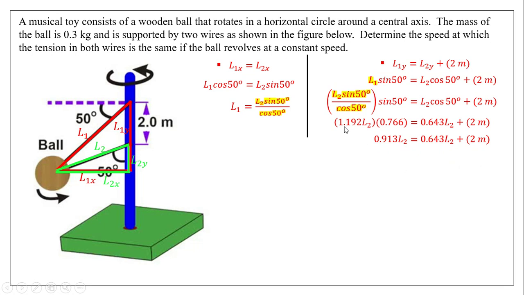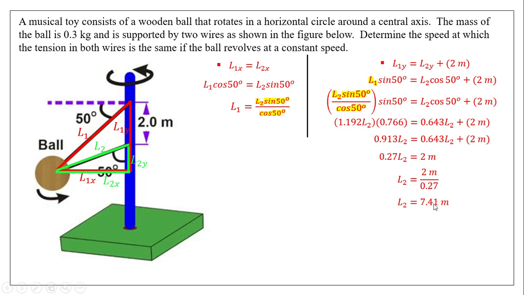So I'm just going to multiply 1.192 times 0.766. I'll get 0.913 L2. L2 gets carried down because you're multiplying. And on the right side, nothing has changed. Here I'm just going to combine like terms. To get rid of this 0.643 L2, I'm going to subtract it from both sides. So 0.913 minus 0.643 is 0.27, and that's L2 because that's your unknown. Then to get L2 by itself, I'm going to divide both sides by 0.27. So it'll be 2 divided by 0.27, which I got about 7.41.